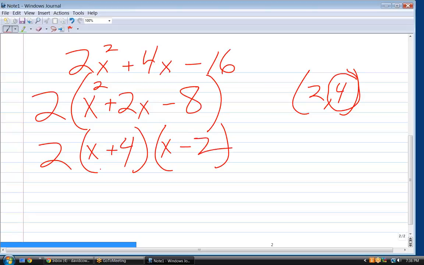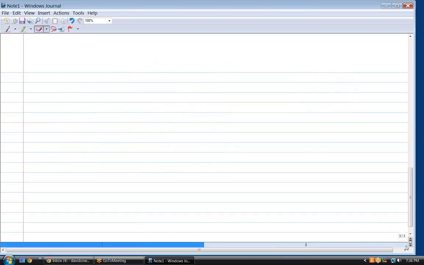Now check it. Always check it by multiplying the insides and the outsides. The only term I'm checking is the middle term. You get the middle term by multiplying the insides and the outsides and adding them together. Okay, positive 2x. That's correct. That's the middle term. We've done it properly. Awesome. Okay, what else you got?